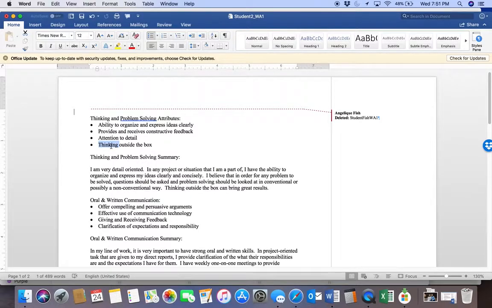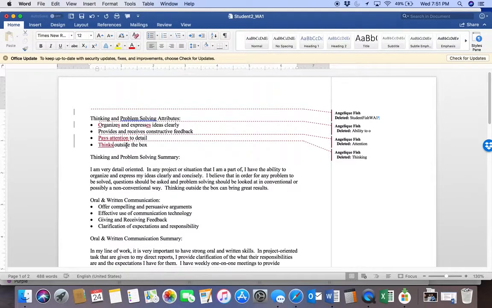So let's see, I'm going to change them to verbs because I think that's going to be the easiest for this one. So we'll say organizes and expresses ideas clearly. So we have organizes and expresses, provides and receives. Now we have two with verbs. And then we'll say pays attention to detail and then thinks outside the box. Okay, cool. So now we have all four bulleted items, all start with verbs.